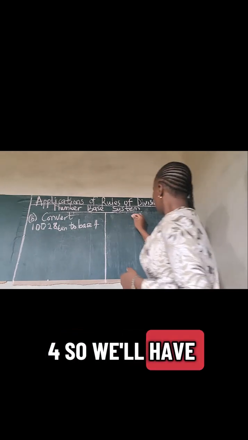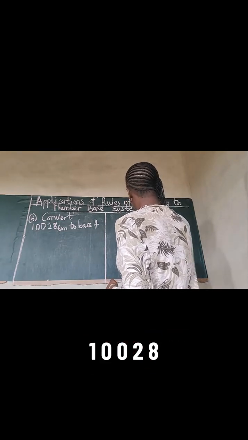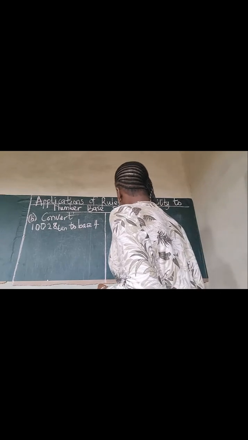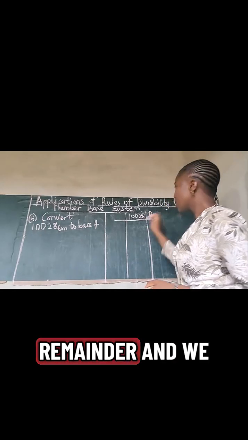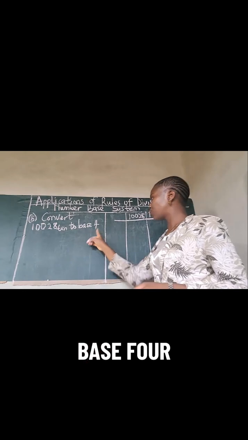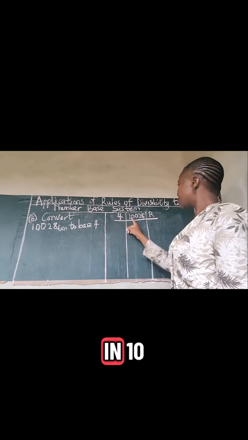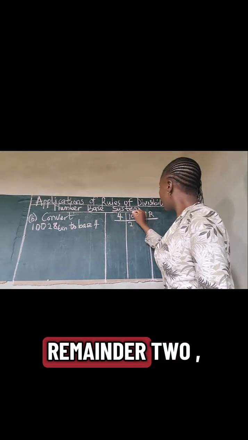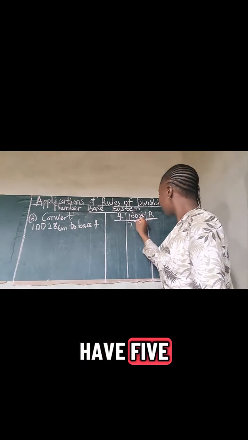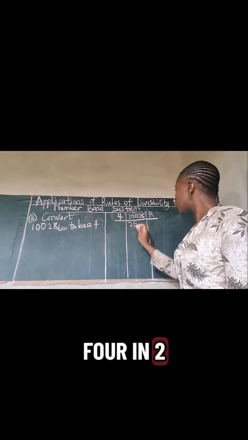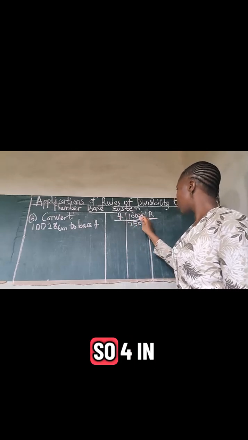So we'll have 10028. This part is going to be for our remainder, and we are converting to base 4, so we are going to use 4. 4 in 10, you have 2, remainder 2. 4 in 20, you have 5. 4 in 2, you have 0. 4 in 28.